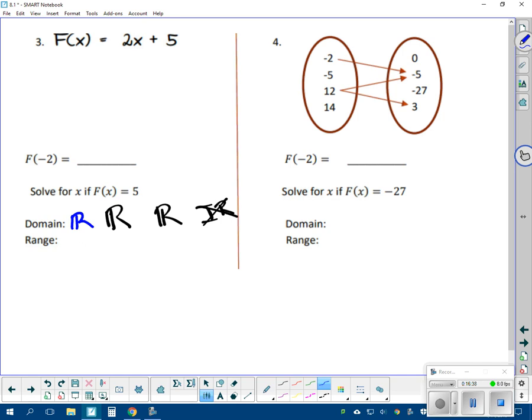Range. Excuse me. Is there anything when you plug a number in that you wouldn't get? No. If I can plug every number in, I could get really big numbers, really small numbers, decimals, fractions. So the range is also that. When am I going to get a domain that's not all real numbers?